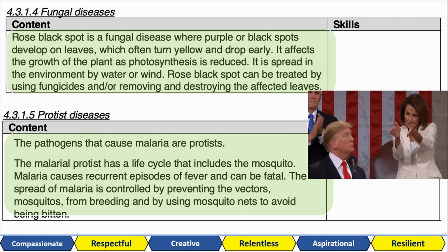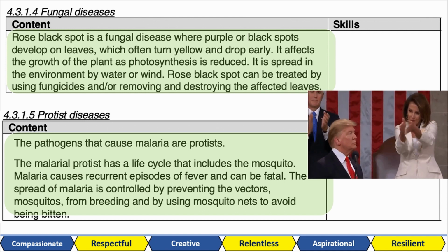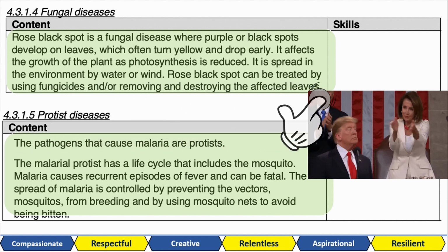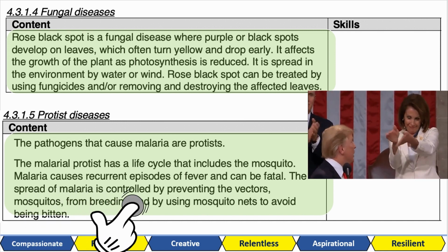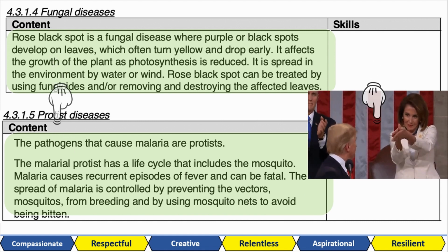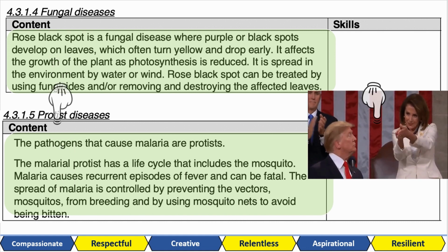And would you look at that? Lesson done. A quick summary, we looked at the symptoms and the effect of rose black spot and how to treat it. This is caused by a fungus. Then we looked at the life cycle and treatment of malaria, which is caused by a protist. Check the descriptions to get the adapted specification if you need that, and I'll catch you guys in a bit.